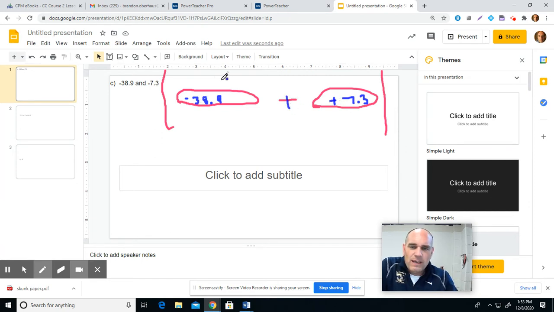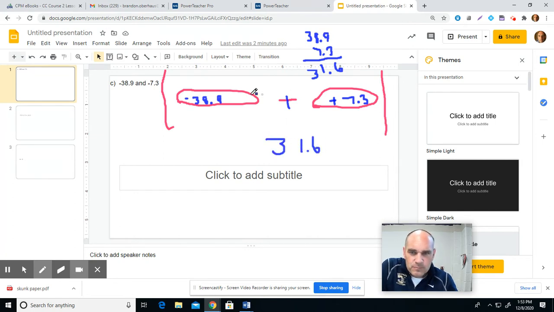Now notice how the signs are different. So now we're going to subtract. So when I take my 38.9 and my 7.3, and I make sure I line up my decimals, we subtract because the signs are different. That becomes a 6. That becomes a 1. This becomes a 3. So this now becomes 31.6. The biggest number is negative, so my answer is negative.